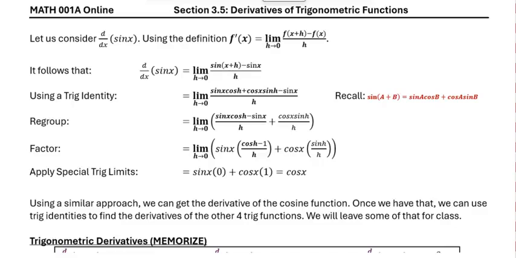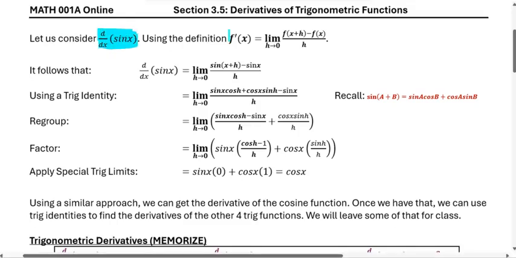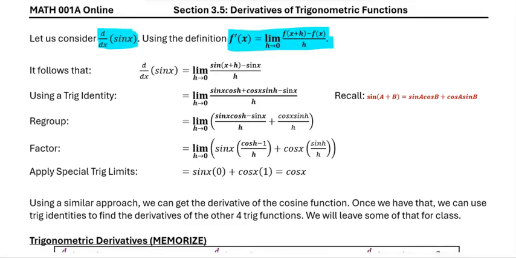Welcome to a lesson on section 3.5, derivatives of trigonometric functions. So the goal is to find some shortcuts, some things we can memorize to make this a little bit faster. We're going to begin by examining the derivative of the sine function. To do that, we'll use our limit definition of a derivative function from section 3.2.